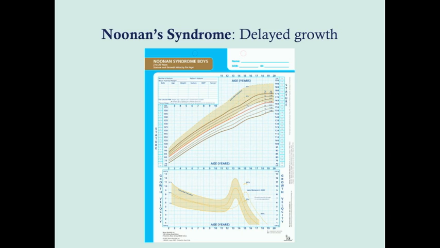Noonan syndrome patients have delayed growth, and they actually have their own growth charts that you can use, because if you're using a normal growth chart for normal children, you may think, oh, this is failure to thrive, but really it's not. It's a Noonan syndrome child probably growing like they should. And if you look, the 50th percentile for a Noonan syndrome child is actually at or below the 3rd percentile for a child in stature.